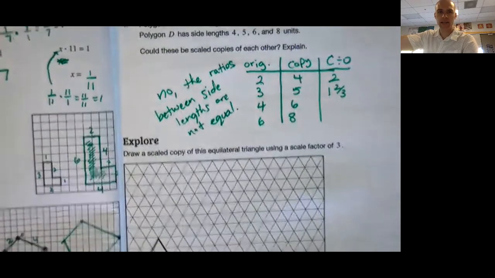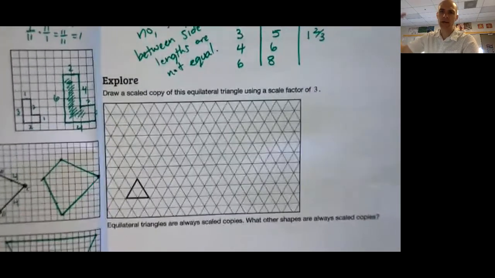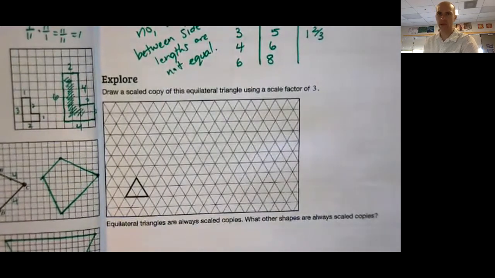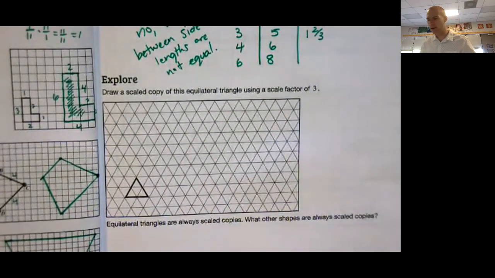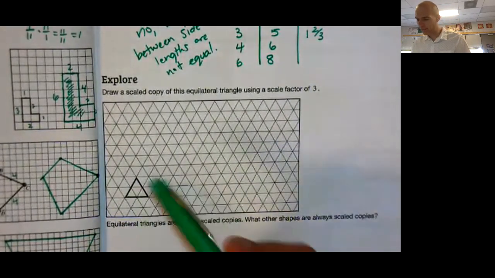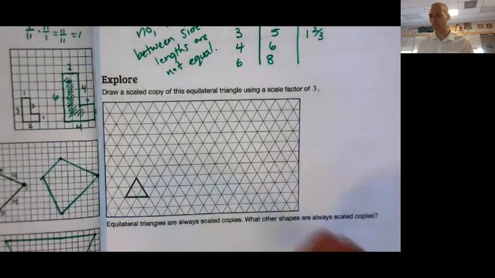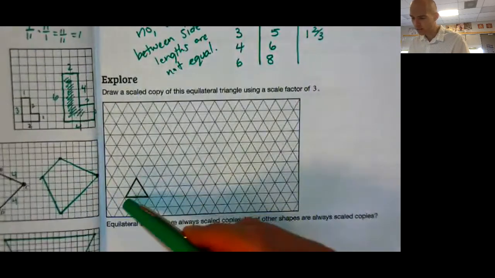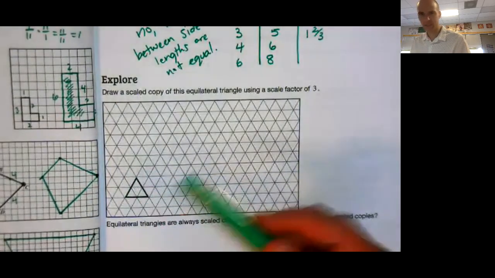All right, and now we've got the explore. Sometimes we might ask you to, depending on who your math teacher is and which lesson it is, skip the explore, make it extra credit, because sometimes these are super hard, but this isn't too bad. We got an equilateral triangle and they want us to draw one with a scale factor of 3. So instead of being 2 on each side, it's going to be 6, right?